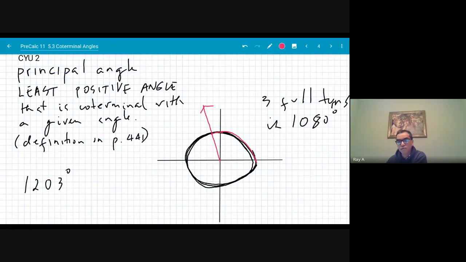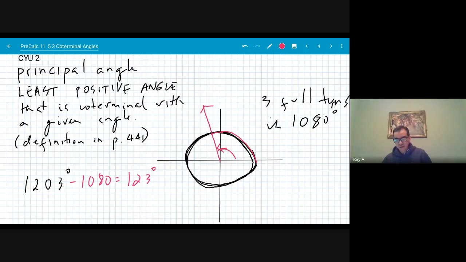So really, the least positive angle that is coterminal with this is this angle right here. And that would be computed by subtracting 1080, which gives you 123 degrees. And there you go. I think that's pretty obvious. That's pretty easy.